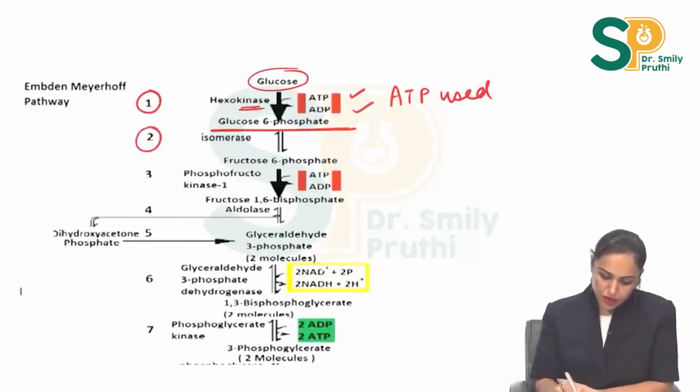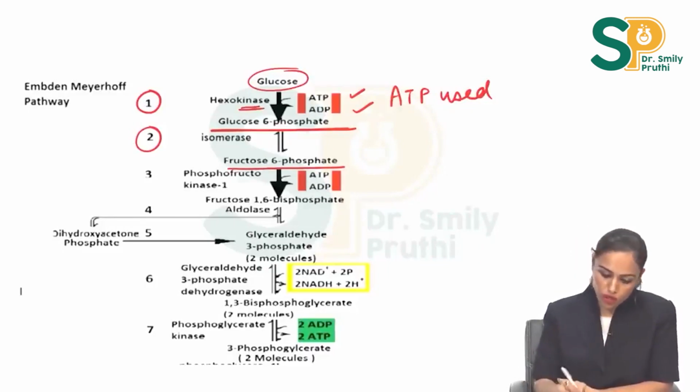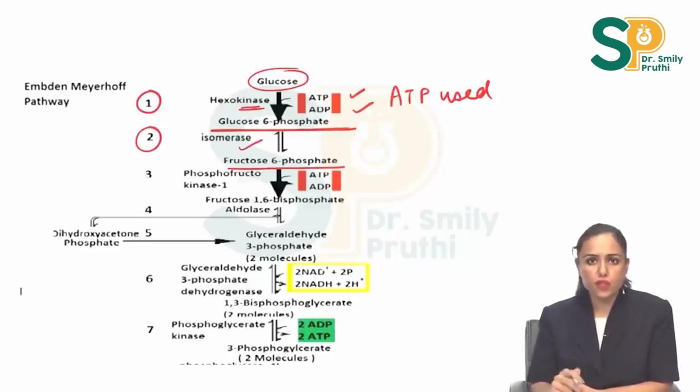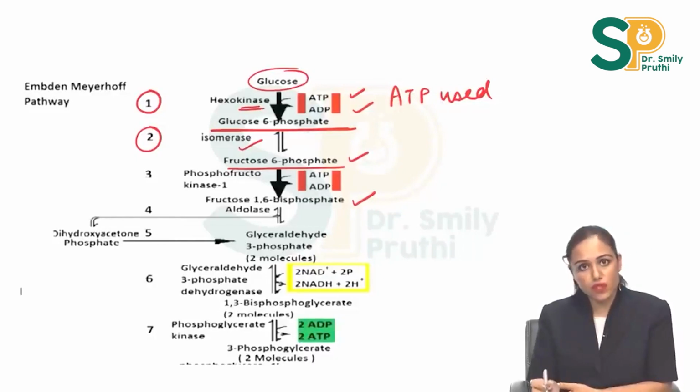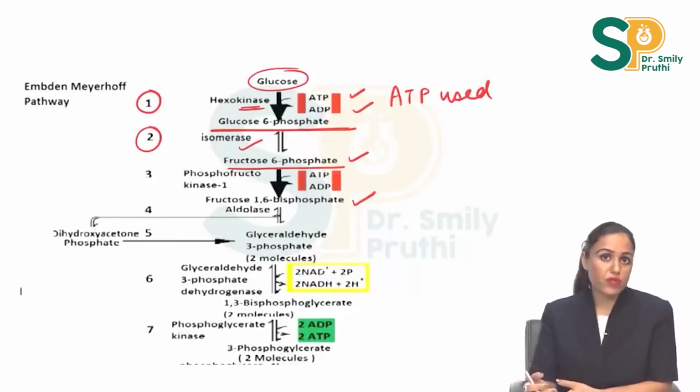The second step is glucose 6-phosphate to fructose 6-phosphate. Because glucose and fructose are isomers of each other, the name of the enzyme is simply isomerase, right? And in the next step, fructose 6-phosphate gets converted to fructose 1,6-bisphosphate. So here we are adding one more phosphate at position number 1, making fructose 1,6-bisphosphate.